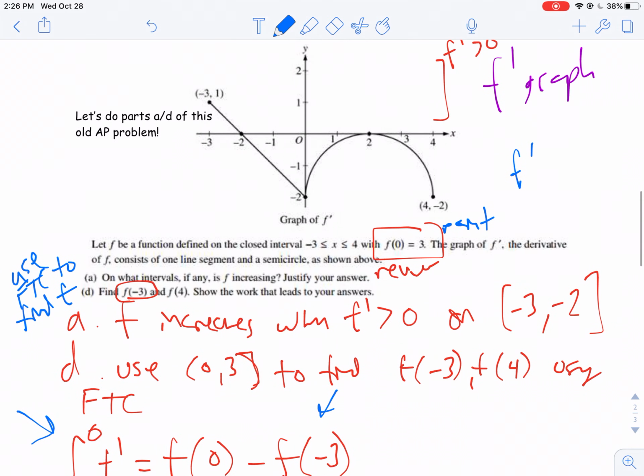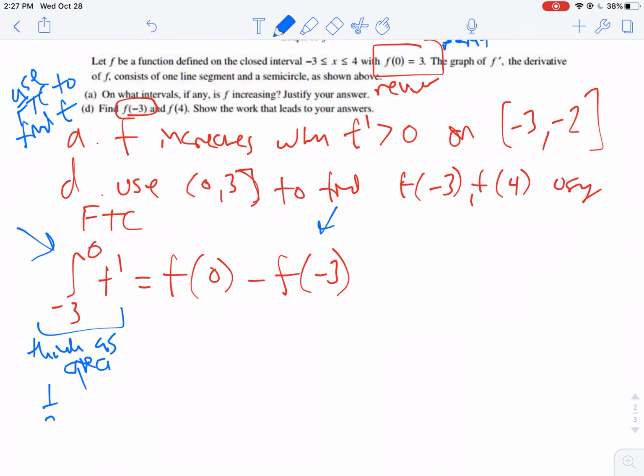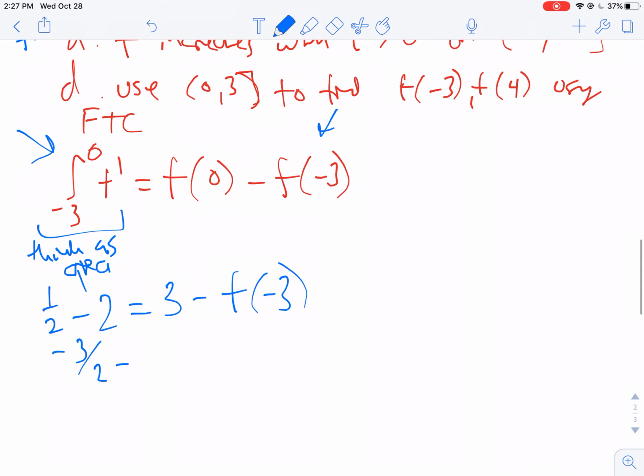Okay, so what is that area from -3 to 0? So this triangle down here is a half times 2 times 2, so that's 2. This triangle up here is a half times 1 times 1, so that's a half. Okay, so that area is 1/2 above minus 2 below, and that equals, okay, and f of 0, they told me was 3 minus f of -3. That's the key here. Just be careful with your signs. So -3/2 equals 3 minus f of -3. Add that to the other side. So f of -3 equals 3 plus 3/2.